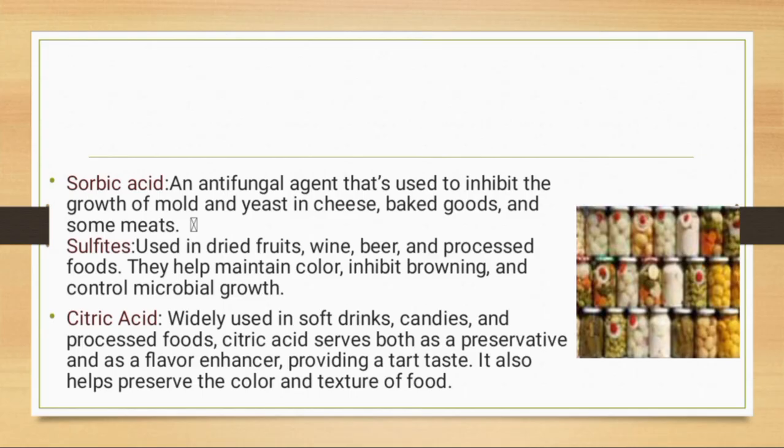processed food, and they help maintain color, inhibit browning, and control microbial growth. Citric acid is widely used in soft drinks, candies and processed food. Citric acid serves both as a preservative and flavor enhancer, providing a tart taste. It also helps preserve the color and structure of food.